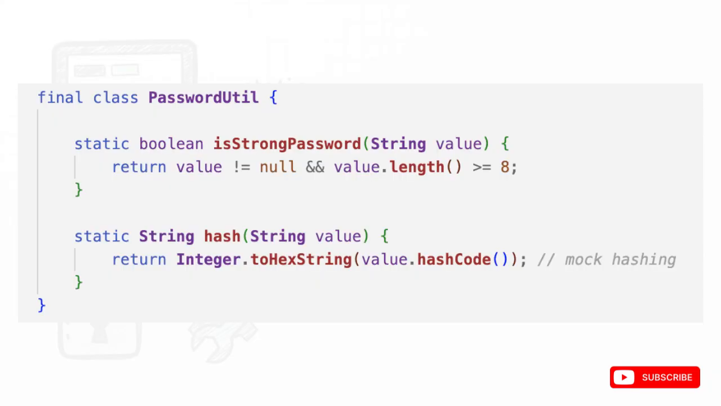Here's another classic example, a utility class. Just look at this PasswordUtil. Does checking if a password is strong or hashing it depend on any specific user object? Nope, not at all. These are pure stateless functions, so making the method static is the perfect design. You just call PasswordUtil.hash directly. It's clean, it's simple, and it just makes sense.